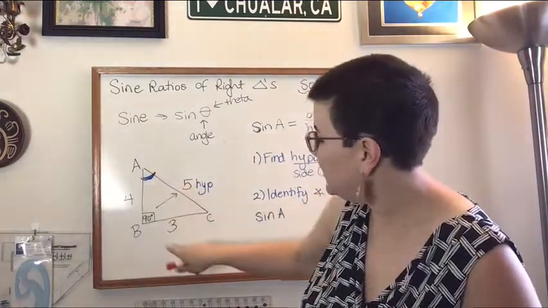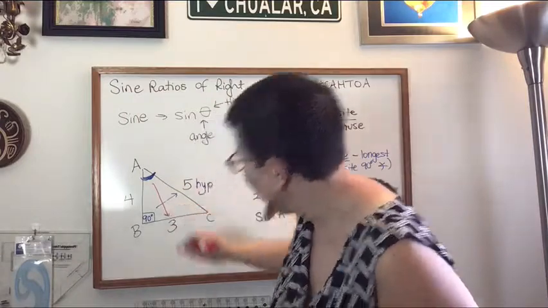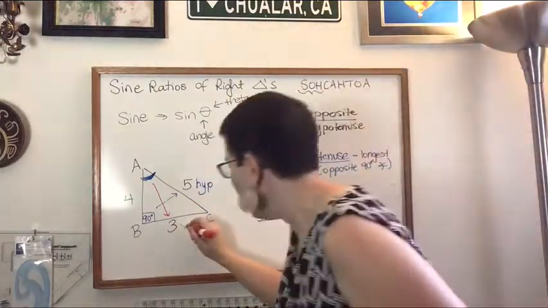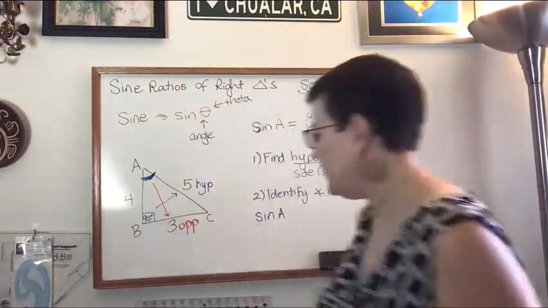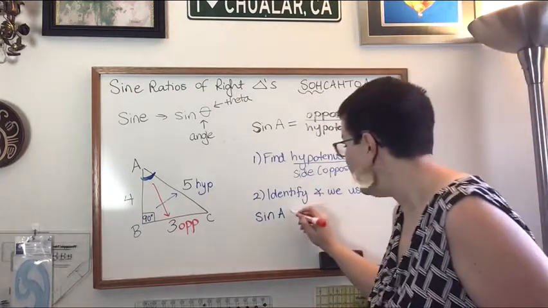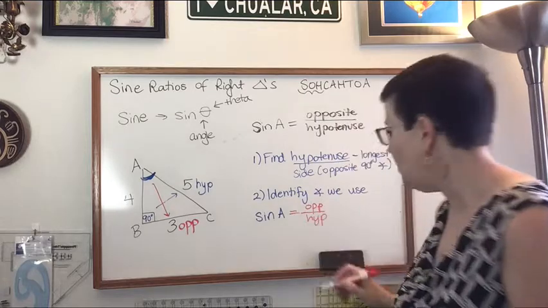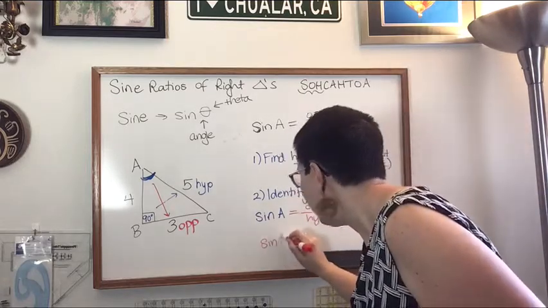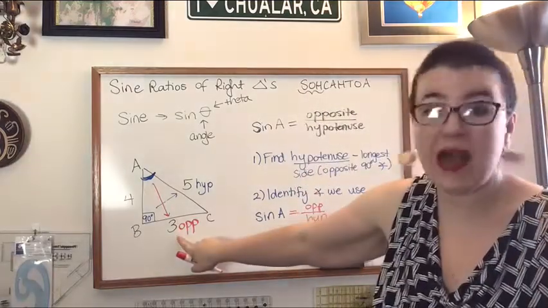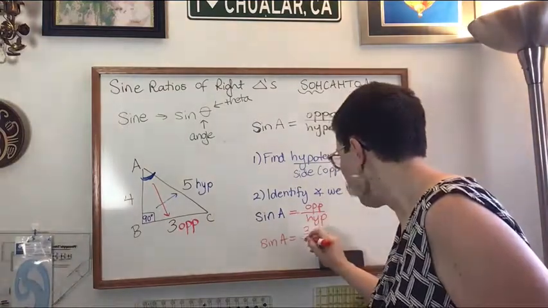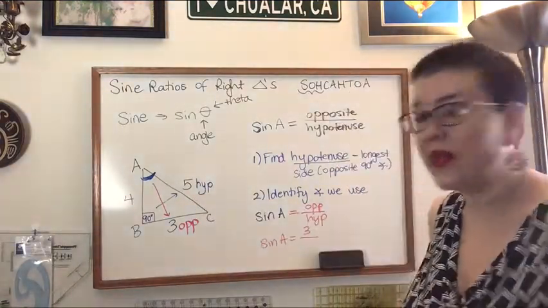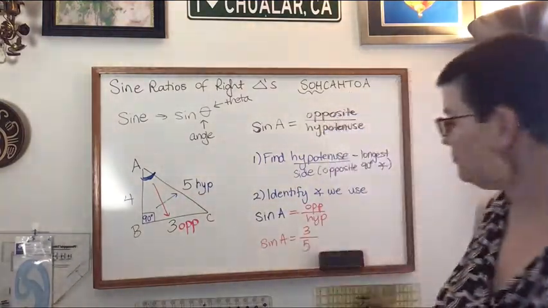Those are not opposite. Opposite is all the way across the triangle at 3. So this is my opposite side. Now, sine is always equal to opposite over hypotenuse. So all I do is say sine of A equals the opposite length, which is 3, over the hypotenuse length, which is 5. And that's it.